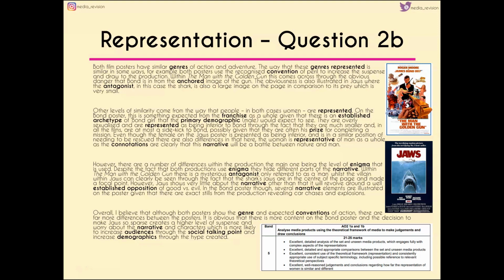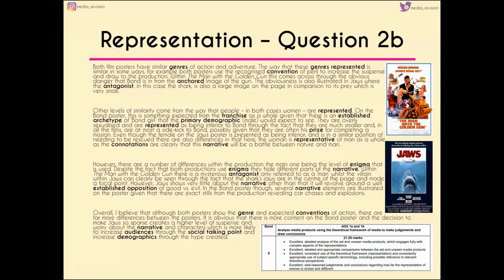However, there are a number of differences within the production, the main one being the level of enigma that is used. Despite the fact that both productions use enigma, they hide different parts of the narrative. Within The Man with the Golden Gun, there is a mysterious antagonist only referred to as a man, while the villain in Jaws can clearly be seen through the fact that the shark's jaws are in the centre of the page and made a focal point.